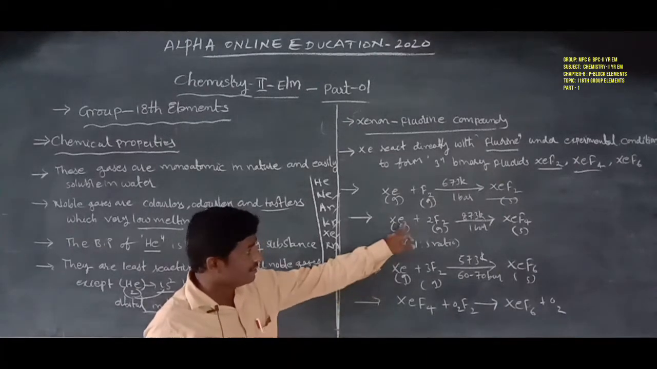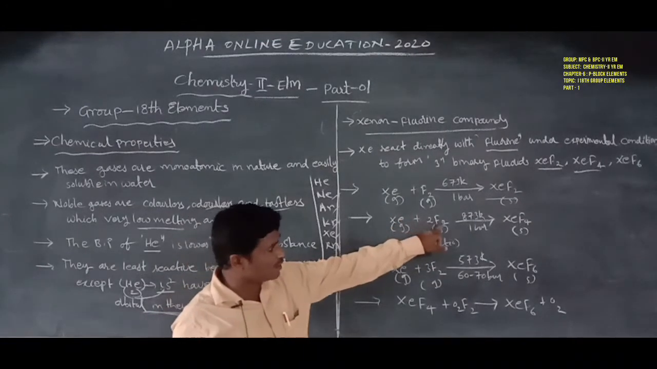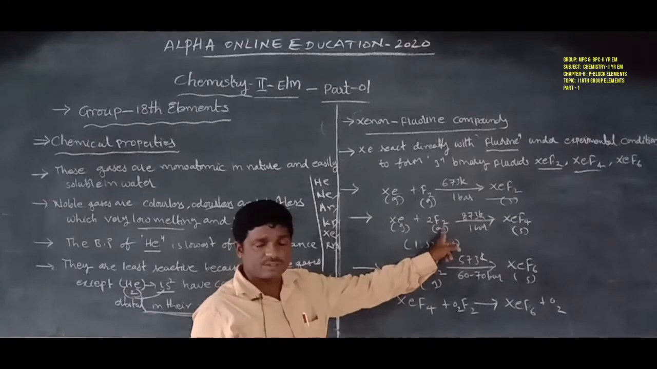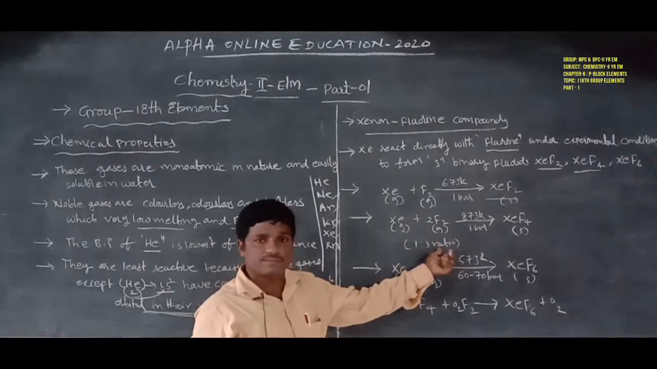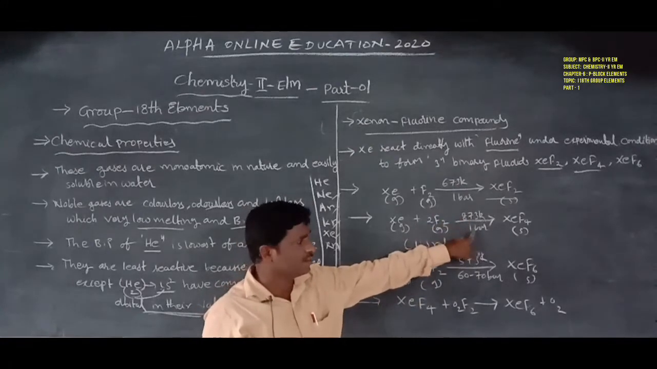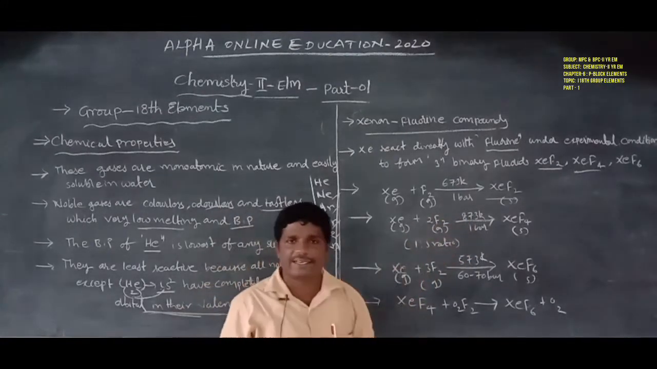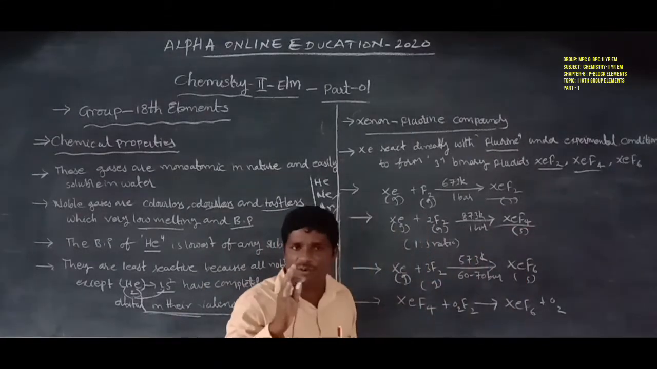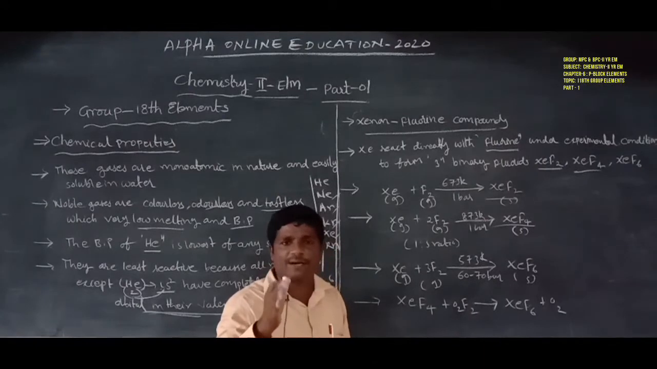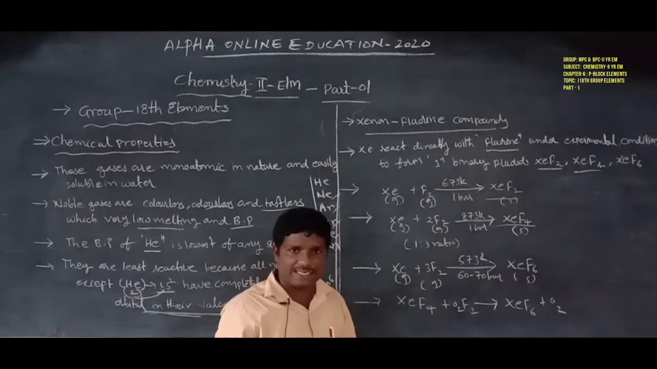Next, xenon reacts with 2 moles of fluorine, at a 1:5 ratio, at 873 Kelvin, 1 bar pressure, to form xenon tetrafluoride. Tetra means 4 fluorine atoms combining with the xenon to form xenon tetrafluoride.